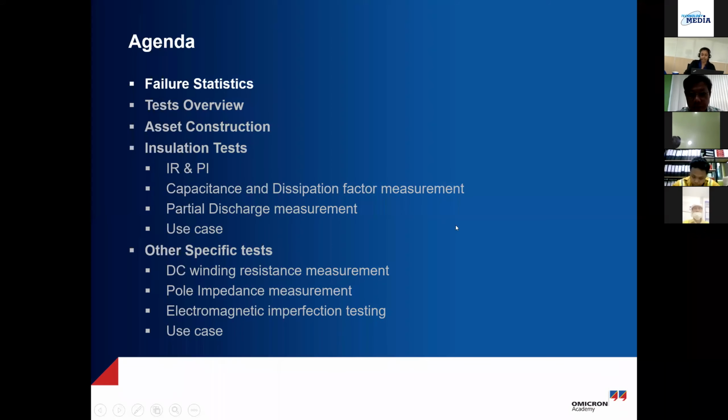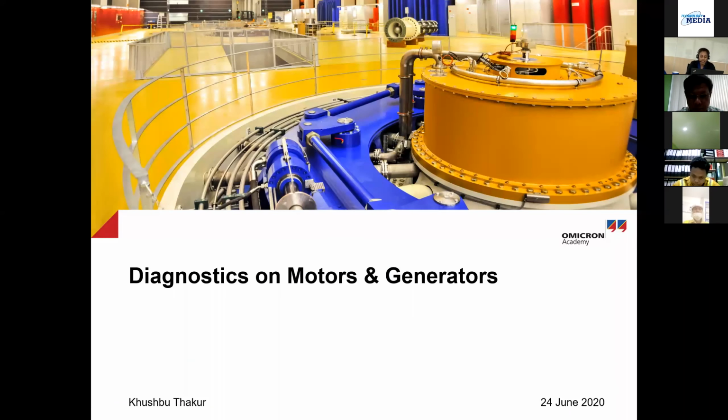Welcome to this webinar on diagnostics of motors and generators. And the whole idea is that this is a short session, so we are trying to cover everything within 1 hour, which will also include some Q&A section. So the idea behind this particular webinar is to try to cover at least the major testing techniques that can be utilized in the field, and try to talk about as much as possible within this time duration.